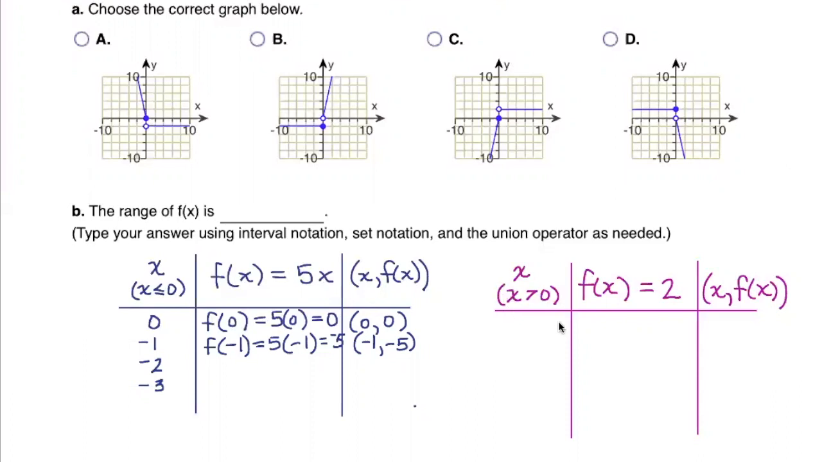I would do the same process for the second table. In this case, x must be greater than 0. So I can't start at 0. The first whole number I can start at is 1. And again, I'm leaving a little bit of space here intentionally. f of 1, another constant function, is 2, so it's always going to output 2.